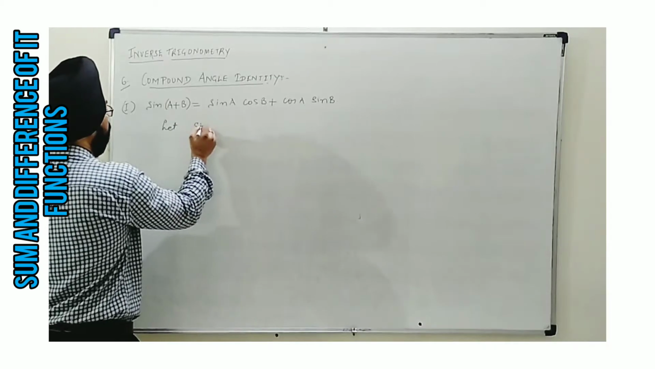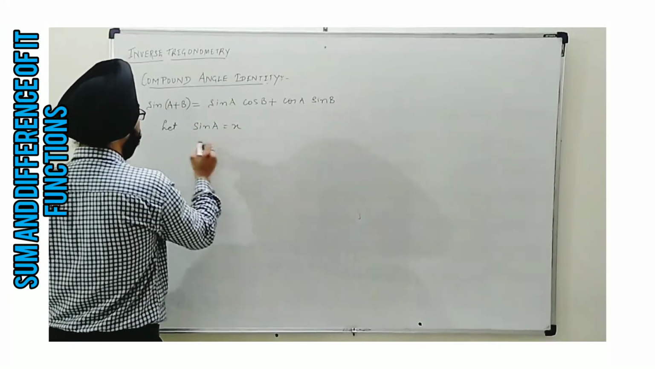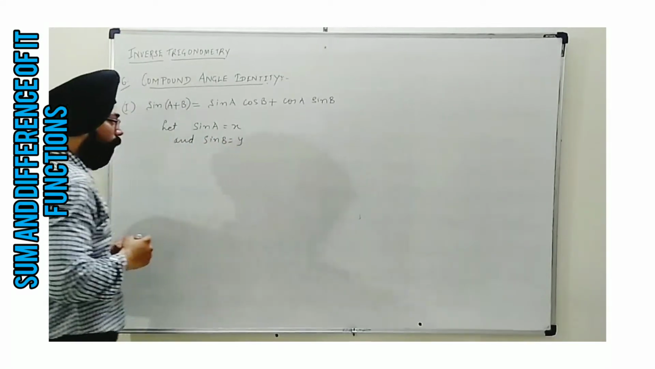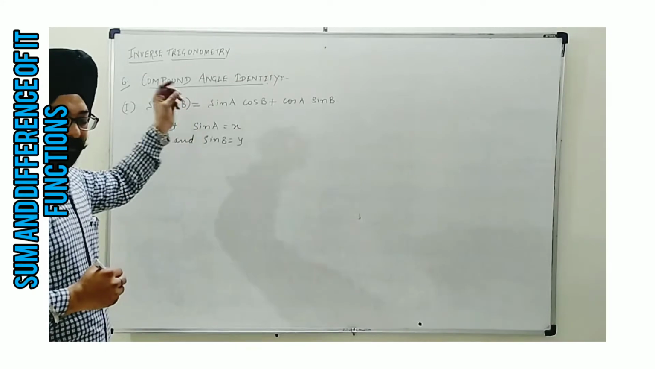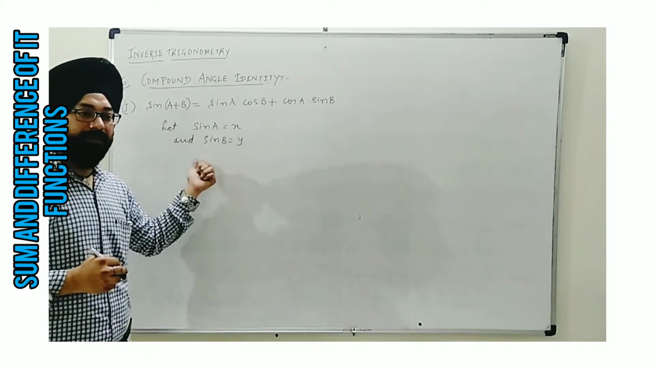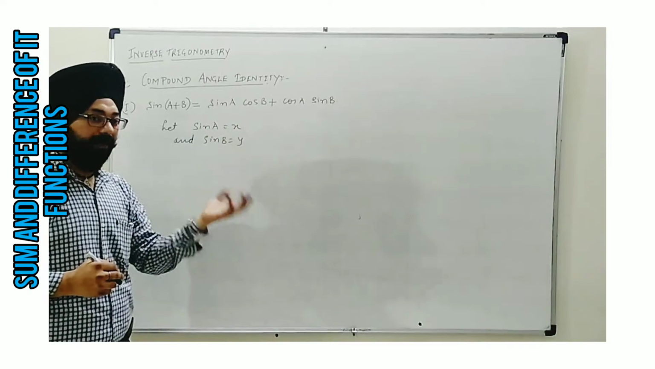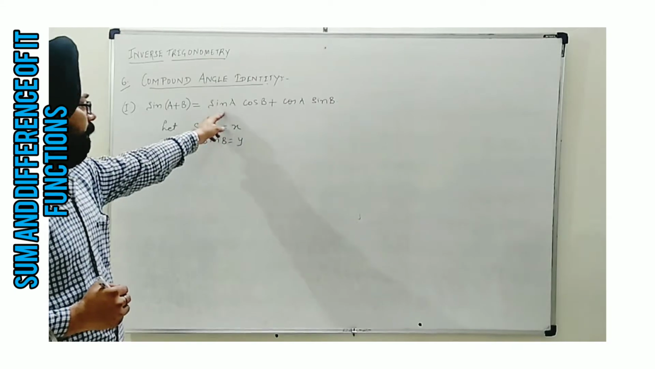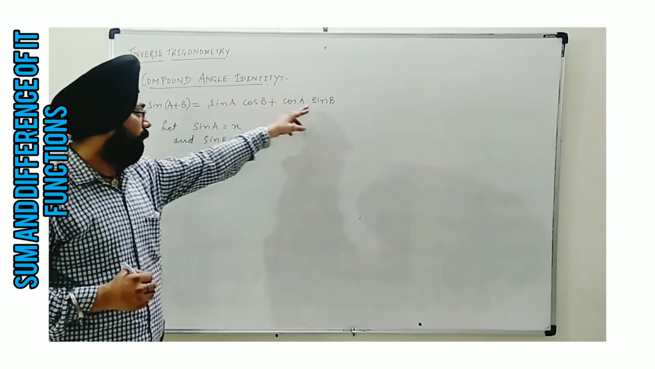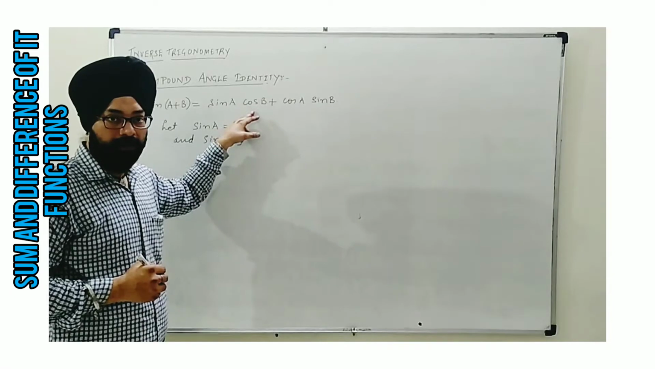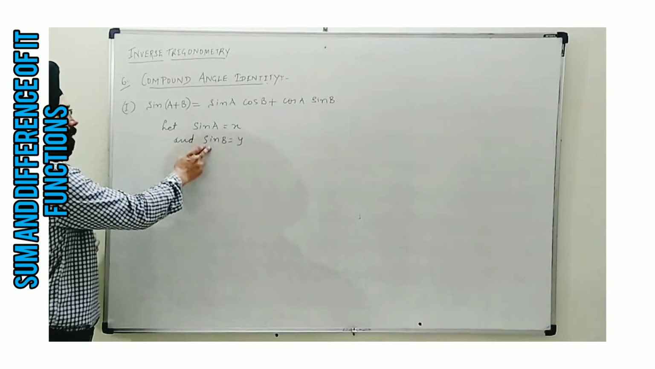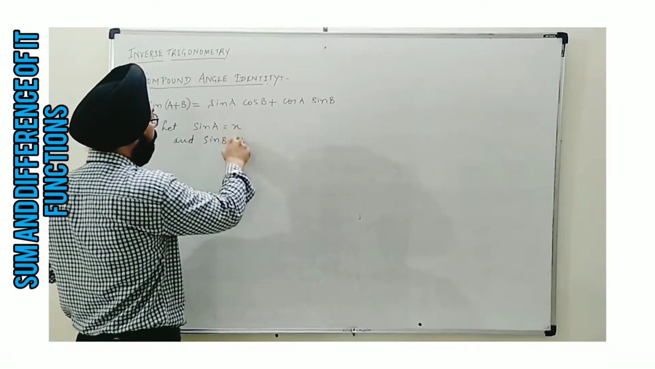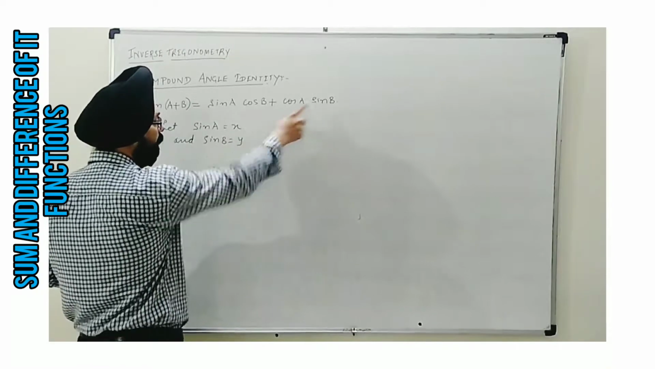let sine A be equal to x, and sine B be y. Obviously, in this identity you will find that in previous identities we had only one term, of sine or cos, to be taken as x. Here we have two different things: sine A, sine B, cos A, cos B. So I started with sine A and sine B, since the main identity is of sine. That's why I considered sine A as x, one value, and sine B as a different value, y.